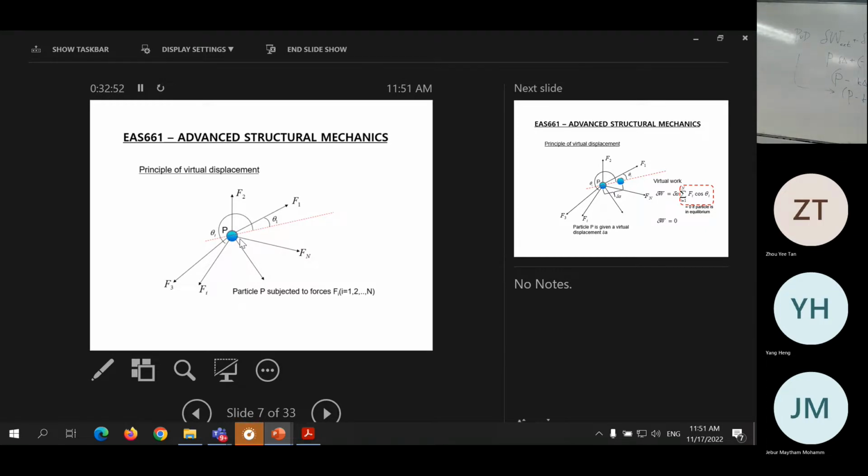So this one is in equilibrium. This one is in equilibrium, okay? Which means the summation of the forces in this direction, in another direction, in any direction, is 0. This is in equilibrium. Okay?